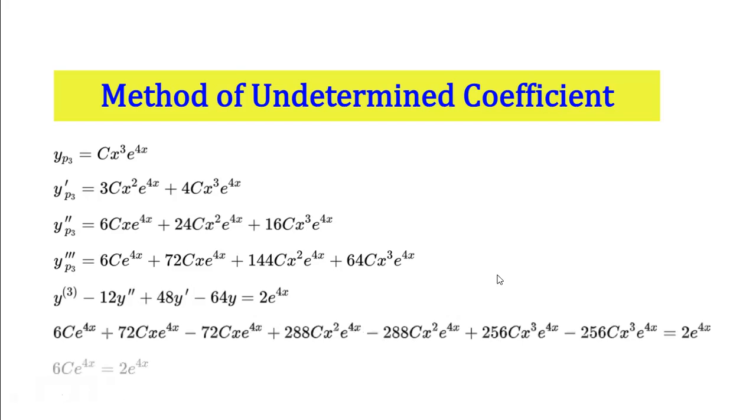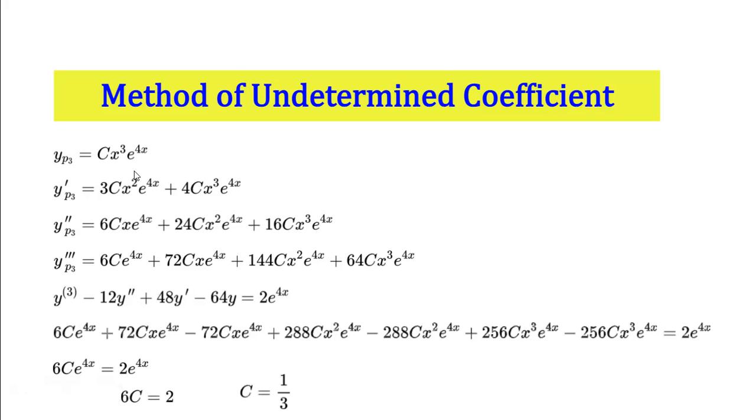So doing this, we have 6c e to the 4x to be equal to 2 e to the 4x. You can see that positive 72c x e to the 4x will cancel this, this will cancel this, and this will cancel this. So we are only left with 6c e to the 4x to be equal to 2 e to the 4x. So e to the 4x can cancel e to the 4x. So we have 6c to be equal to 2 now. Dividing both sides by 6 and reducing the fraction, we have c equal to 1 over 3.